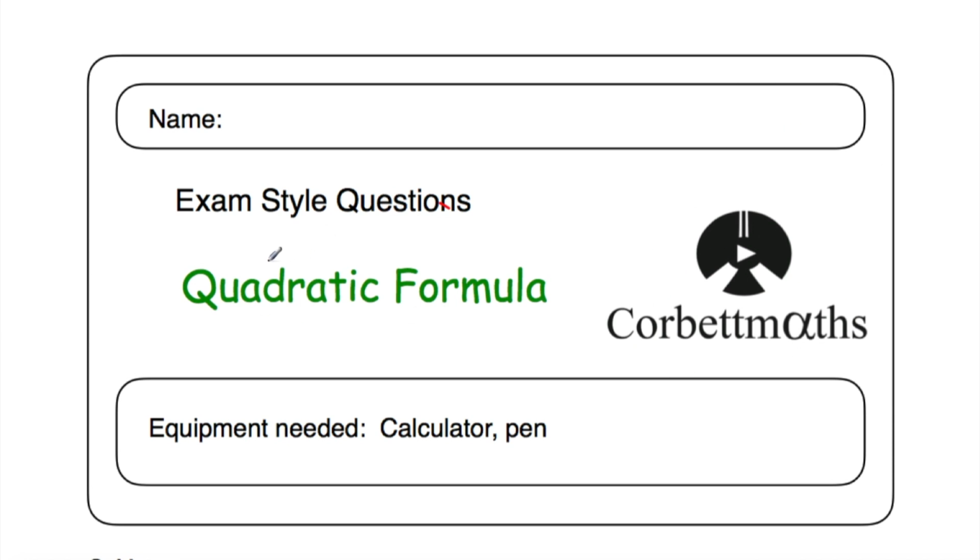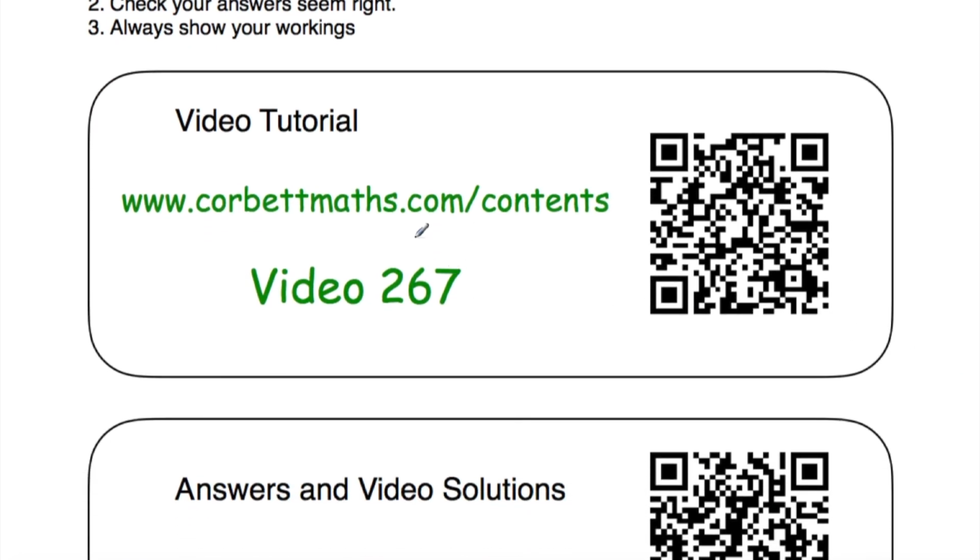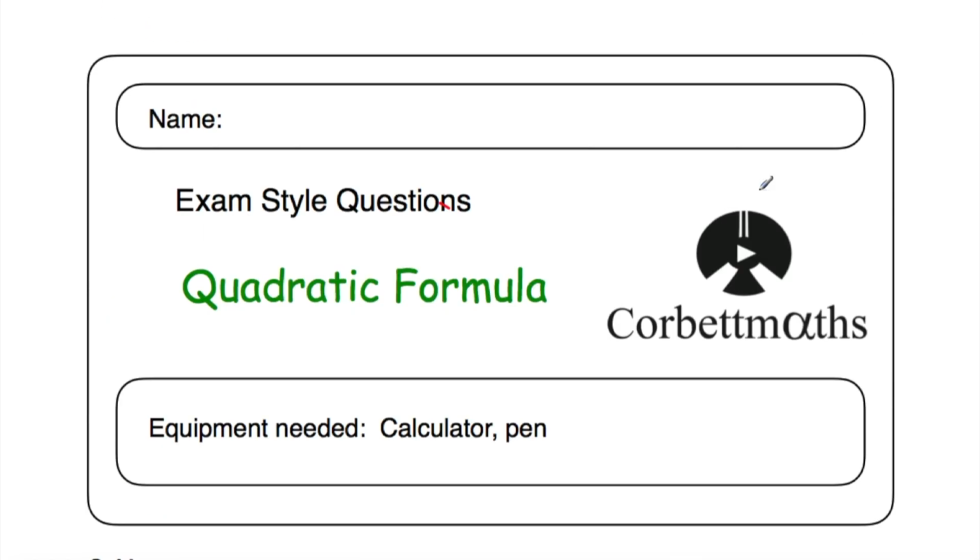In this video, we're going to go through the video solutions to the Quadratic Formula practice questions. If you need any extra help with the Quadratic Formula, go to corbettmaths.com/contents and go down to video number 267, there's a dedicated video tutorial there on the Quadratic Formula. Alternatively, you can scan this QR code and it'll bring you straight to it. But in this video, we're going to focus on the video solutions to the Quadratic Formula practice questions, so let's get started. So question number one.